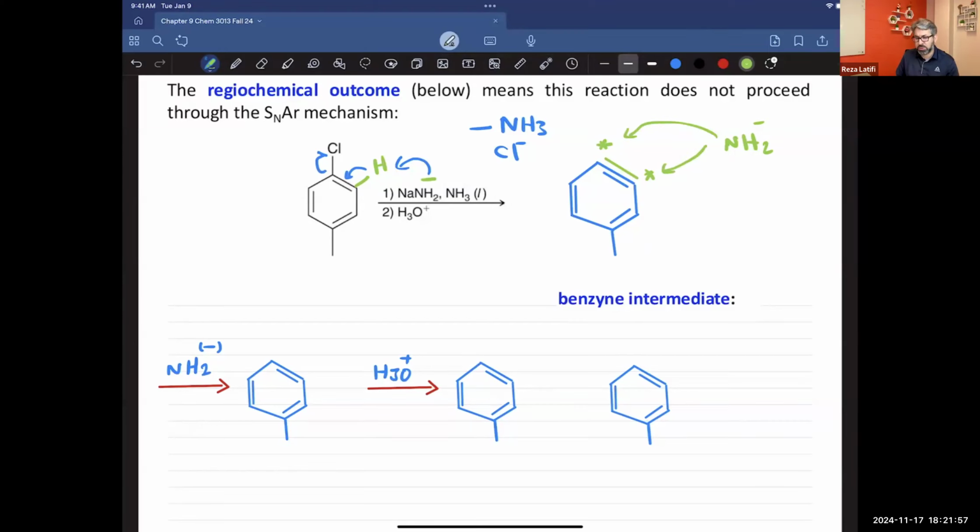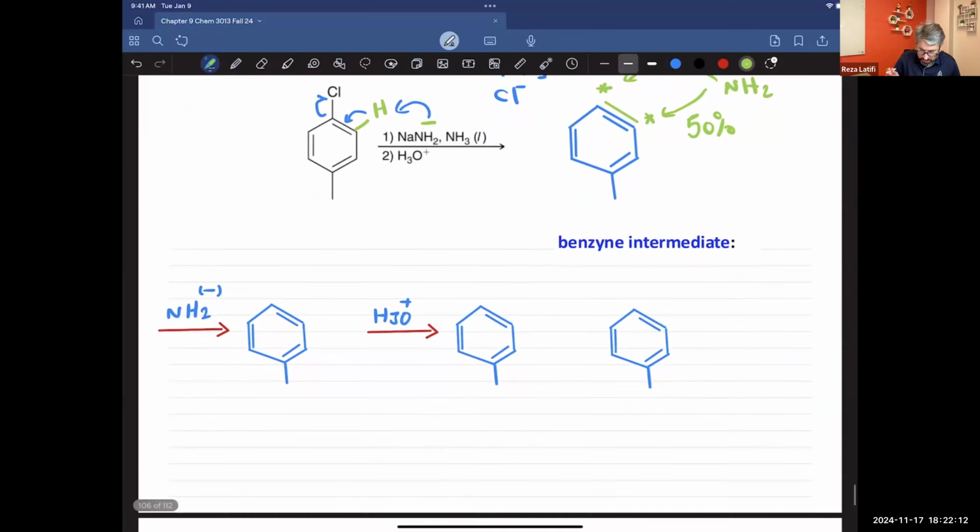Is there any preference here? Not really, because the methyl group is far from them. So we have a 50-50% chance to reach either of those carbons, because there is not much steric effect here. When I add the NH2 to it, it can be added to this carbon or that carbon.